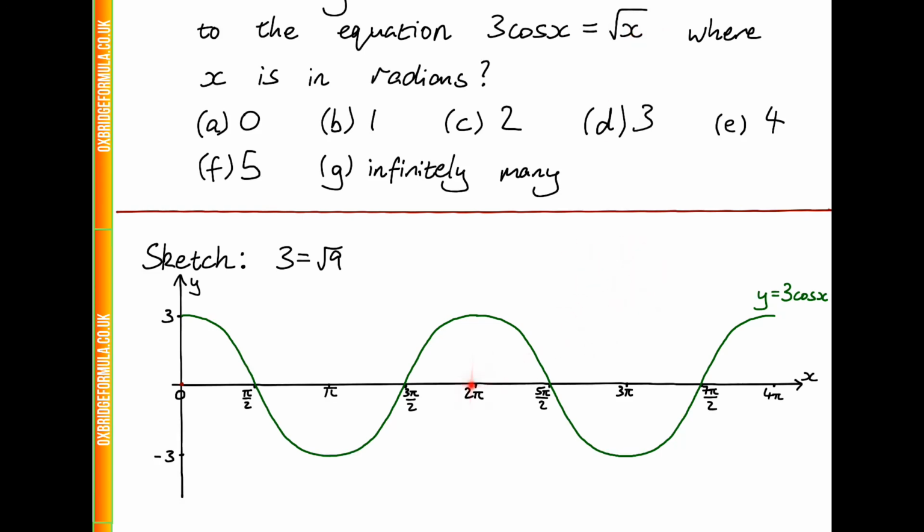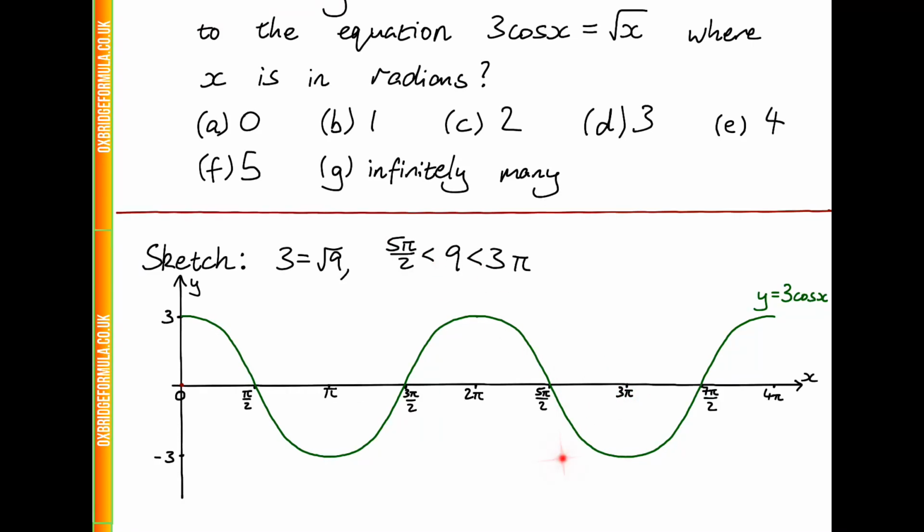But where does 9 lie on this axis? Well, pi is slightly bigger than 3, so 3 pi is slightly bigger than 9, and therefore we can deduce 9 lies somewhere between 5 pi over 2 and 3 pi. So therefore we can draw the point on as here.